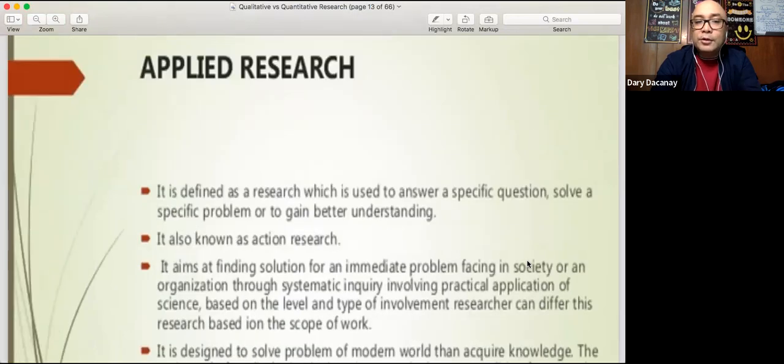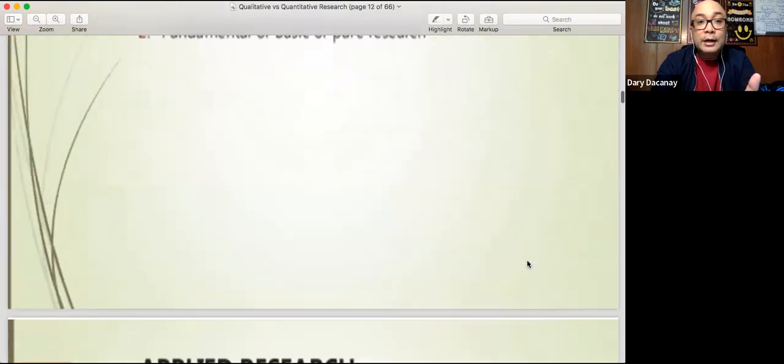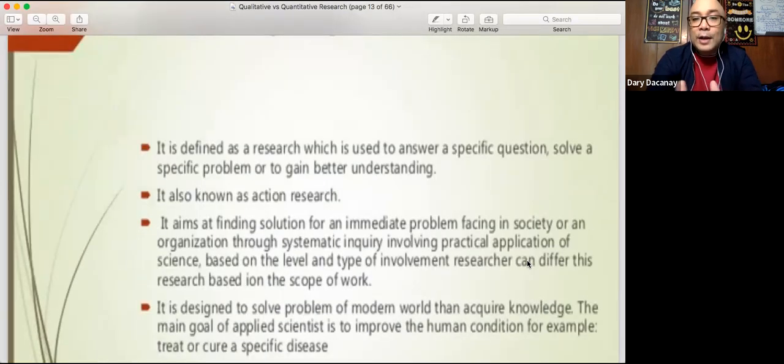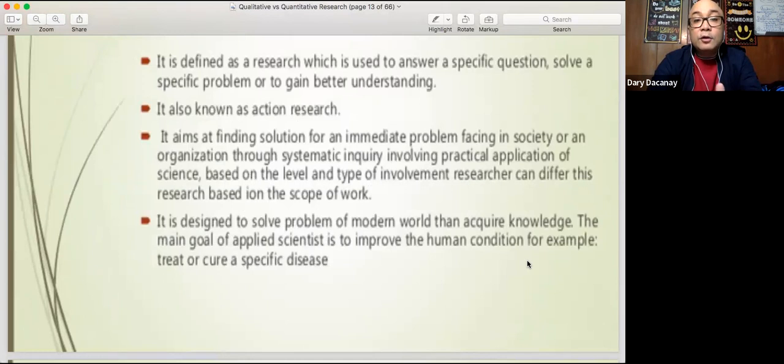So let's talk about applied research, or action research, which is used to answer a specific question, solve a specific problem, or gain better understanding. It aims at finding solutions for an immediate problem, what I said earlier, facing a society or an organization. It is designed to solve a problem of the modern world and acquire knowledge. The main goal of applied scientists is to improve the human condition, for example, to treat or cure a specific disease.